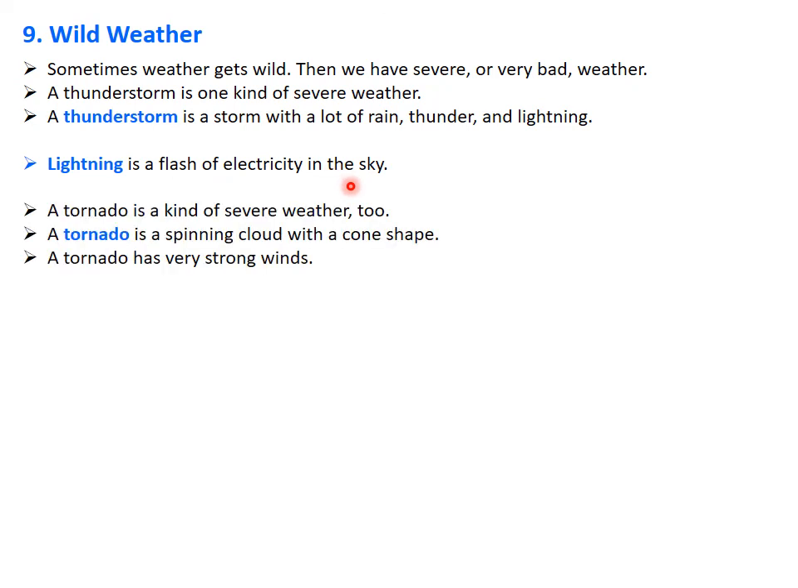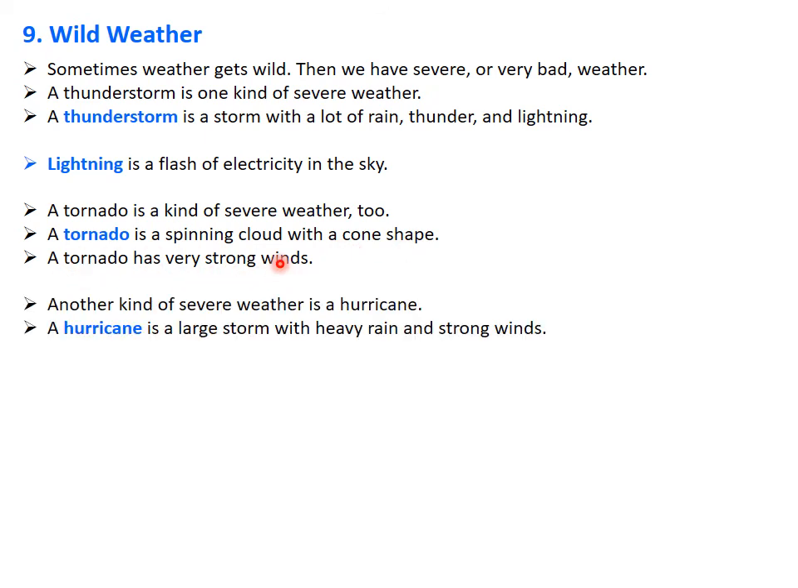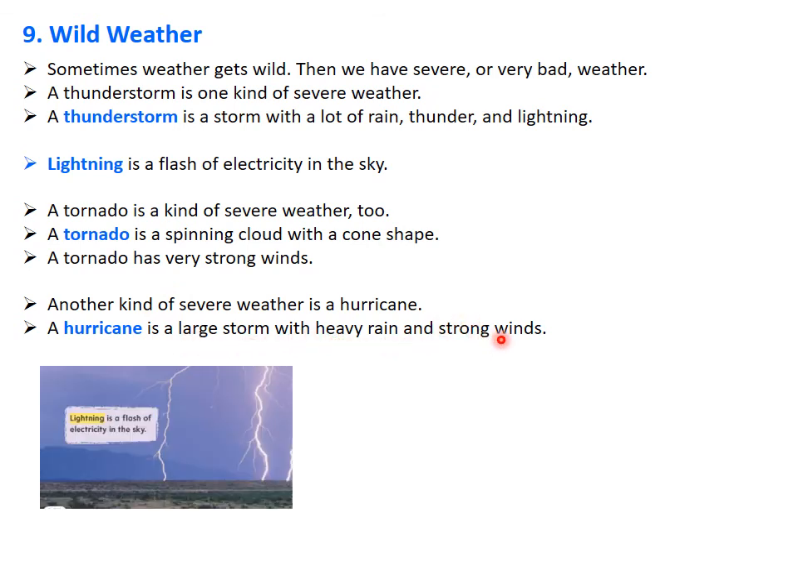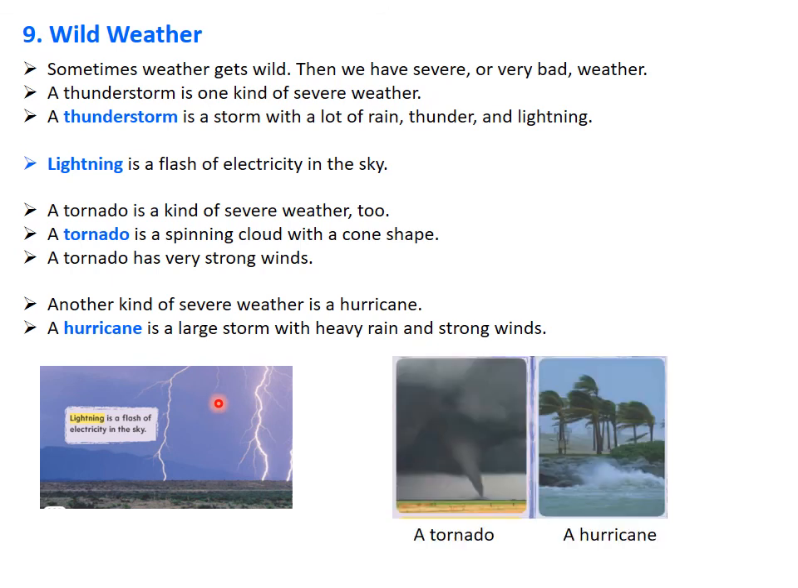Now, a tornado is a kind of severe weather too. What is a tornado? A tornado is a spinning cloud with a cone shape. A tornado has very strong winds. Another kind of severe weather is a hurricane. A hurricane is a large storm with heavy rain and strong winds. This picture shows lightning. Lightning is the flash of electricity in the sky. The second picture shows a tornado on the left and a hurricane on the right.